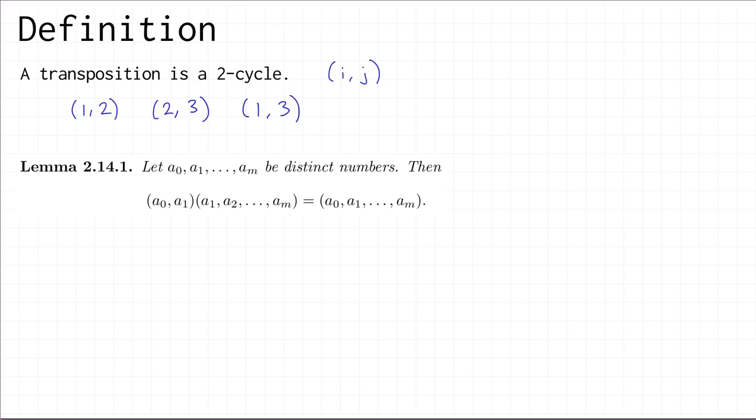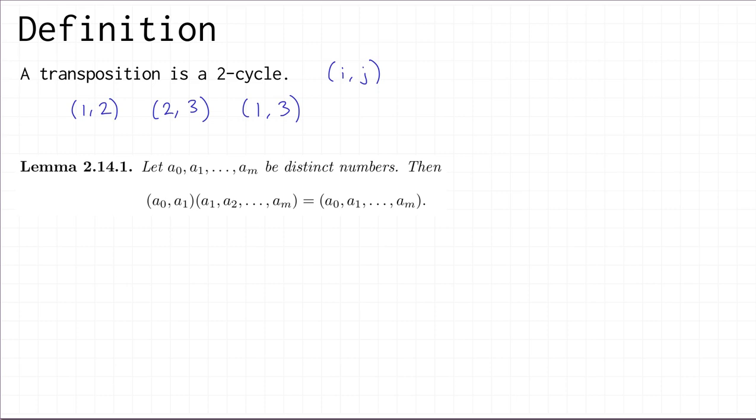What we're going to do in the last couple of videos about permutations is to investigate the importance of these transpositions. And really the importance is, as we're going to see, that every permutation can be written as a product of transpositions. And in fact, the ways in which you can do that give you interesting hidden information about the permutation.